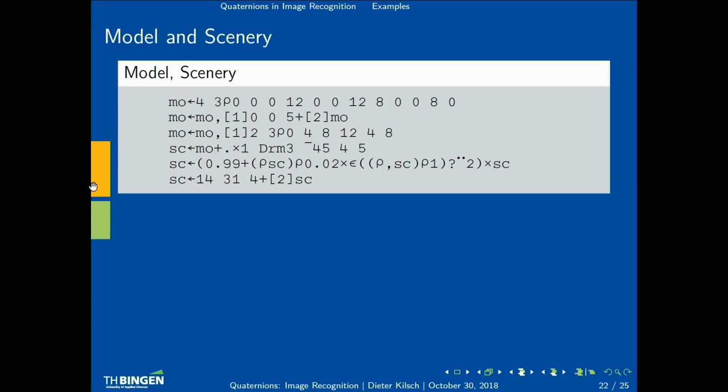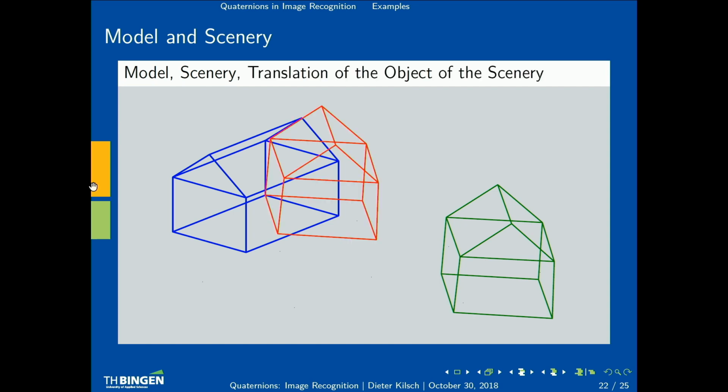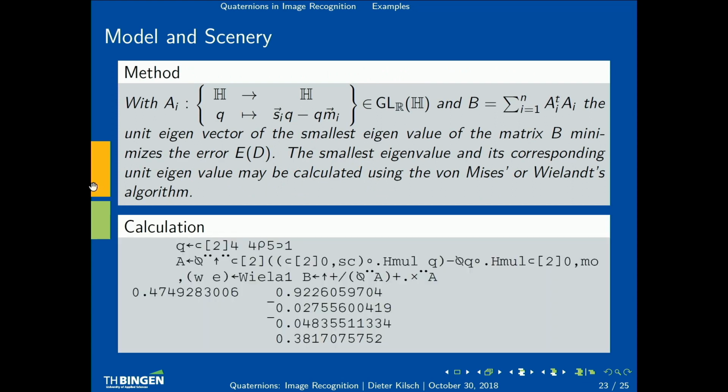So I just set up here the model and the scenery with some noise on it so that the error can't get 0. And I have the two buildings. This is the model, and this is a house in the scenery. And I translate it to get 2 points identical. And now I go back to the calculation.